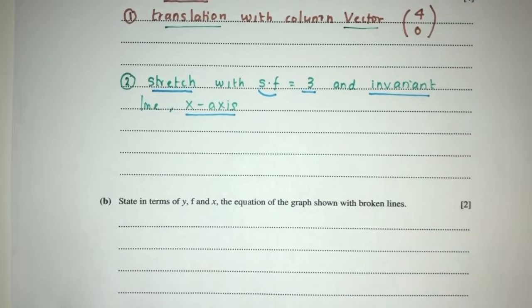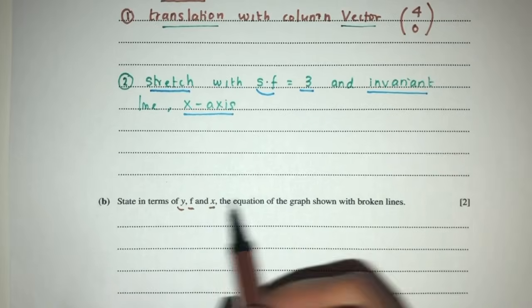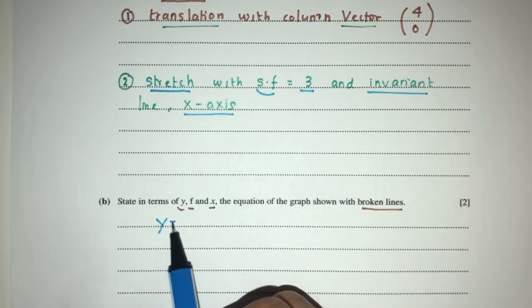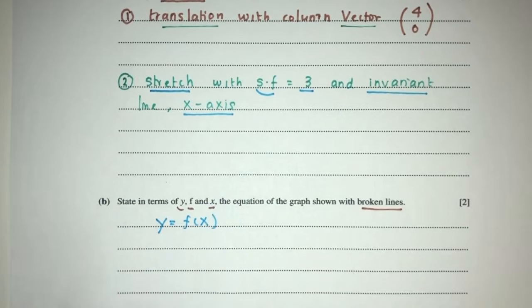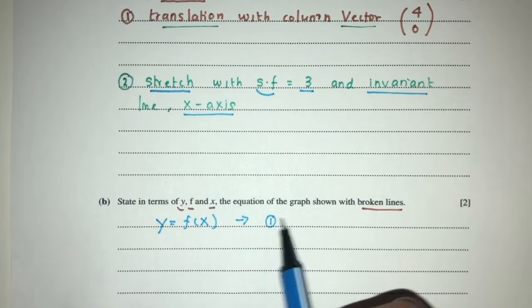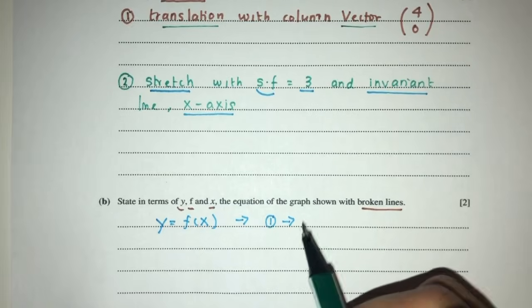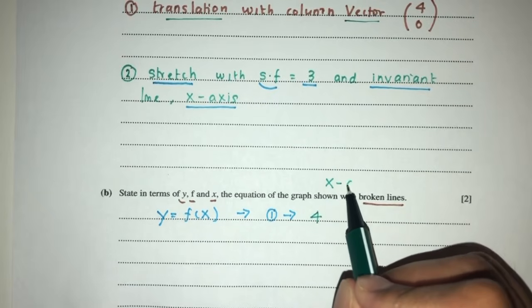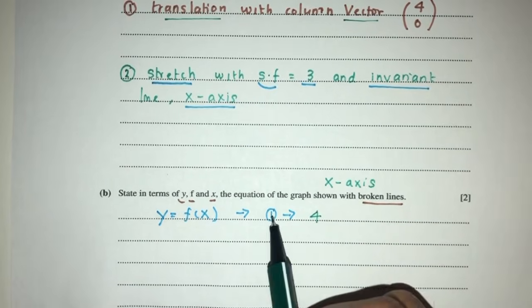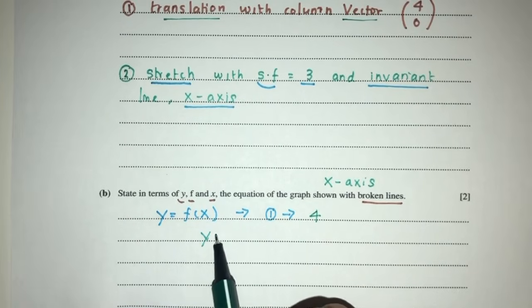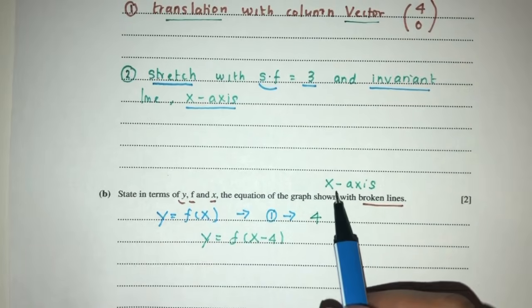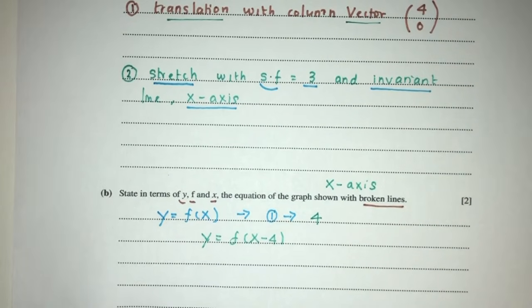Now for part B, we have to state, in terms of y, f, and x, the equation of the graph with this. So at first we had y equal to f of x. That is the initial graph. Now first thing that happens is, number one, we know that it is moved to the right by 4 units. So to the right means along the x-axis, right? Right or left will be along the x-axis. So we know that by applying 1, our new equation will be y equal to f of x minus 4. So in this case, it will be kind of counterintuitive. You see, when you move to the right, it will have to be minus 4 inside. That's how we rewrite this, okay?